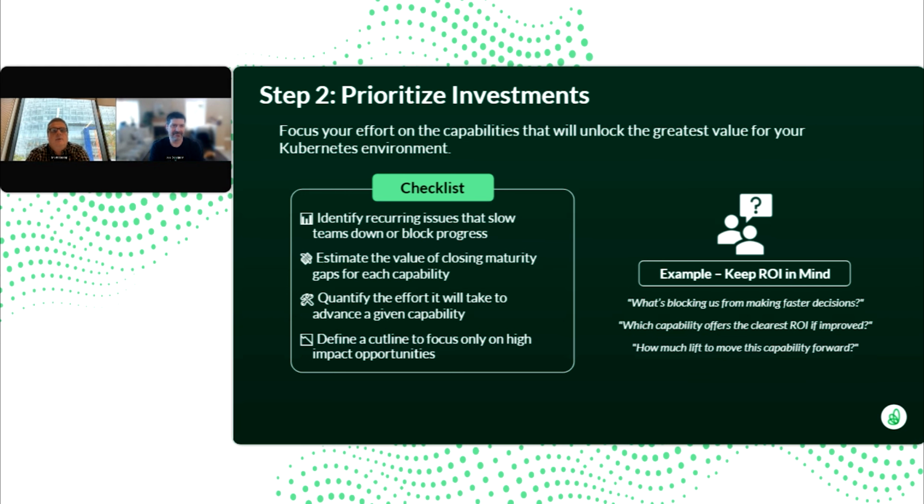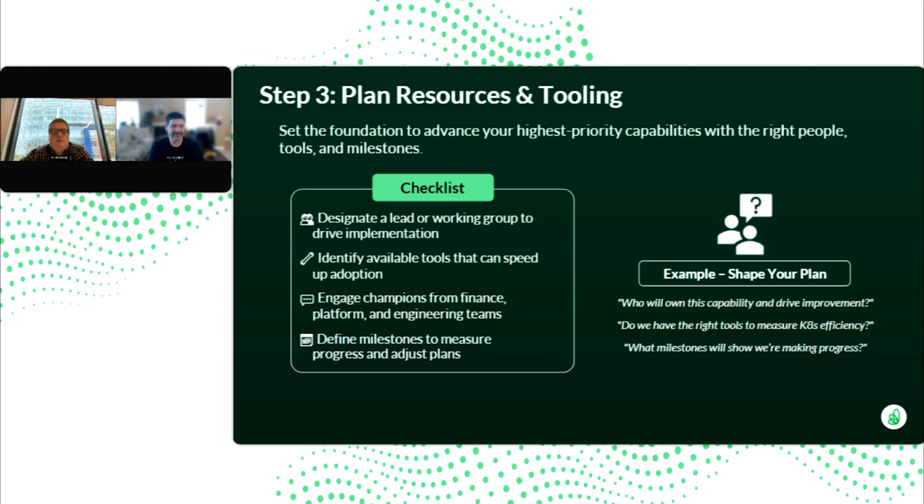The third step is around planning resources and tooling. So once you've prioritized where to invest, now you're looking to plan to move forward, right? You want to create this foundational level based upon the priorities that you have identified. Who are the right people to do that? What tools do you need? And then, most importantly, what are the milestones associated with that?